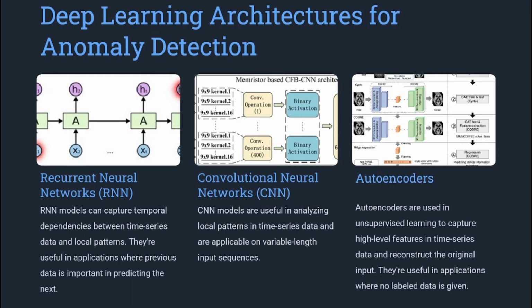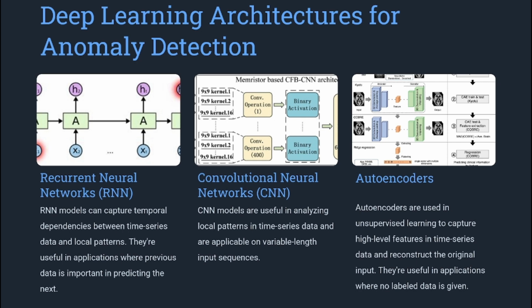Let's start with our model. So, deep learning architecture for anomaly detection. We can use various types of architectures to build a model. The basic one that we use is recurrent neural networks. RNNs can capture temporal dependencies between time series data and local patterns. They are useful in applications where previous data is important in predicting the next.